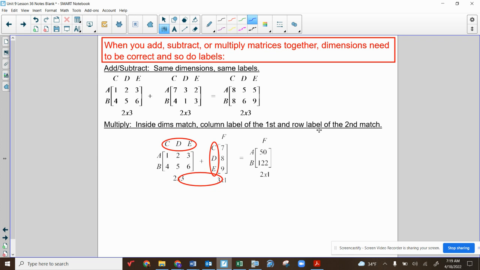Okay. Now, the last thing, before I show you how to use the calculator, is that not only do we have to have dimensions that match, like the inside dimensions here, but labels need to match as well. And when you're matching labels, the top of the first one and the left of the second one is what needs to match. And then what's left over, so I'm going to circle here in blue, is what you write on your answer. Okay, so you get these to match, and then those for your answer. So if you don't have matching pieces here, then technically you can't even multiply those together.